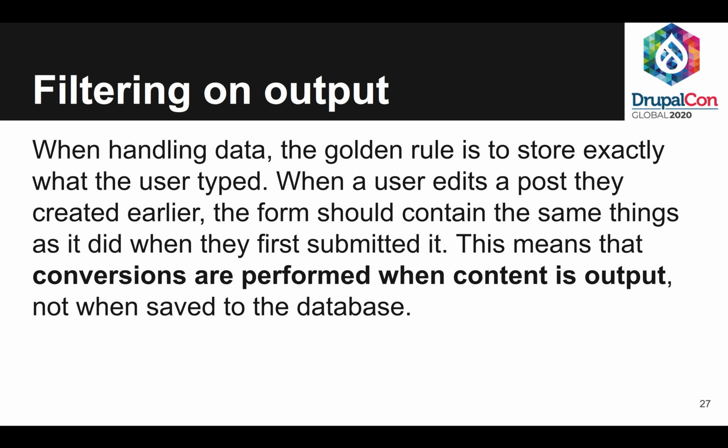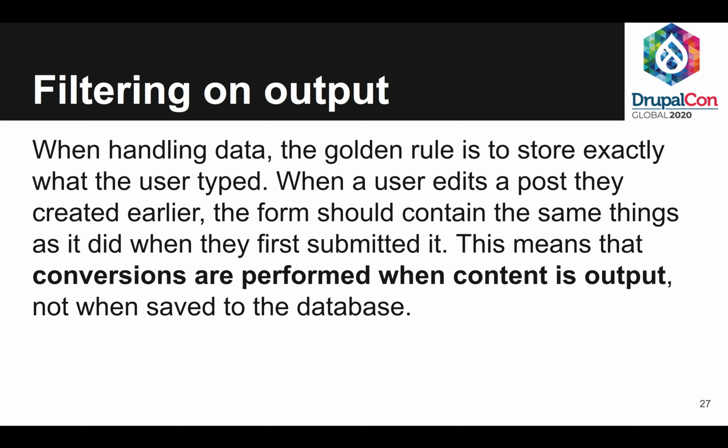So again, how do we prevent this? We filter data on output. Any user input must be filtered when it's printed to the screen or output through a theme function. Golden rule in this is that we want to store exactly what the user typed. So thinking about form input, user types in a blog post, for whatever reason, that content might include some HTML tags or script tags even because they're writing a blog post about how to write JavaScript. We want to store that content exactly.